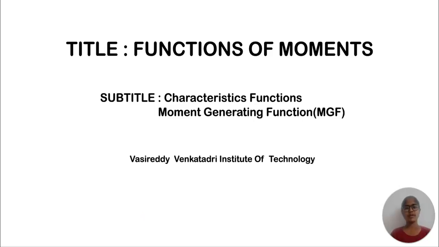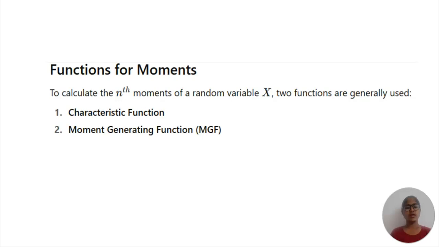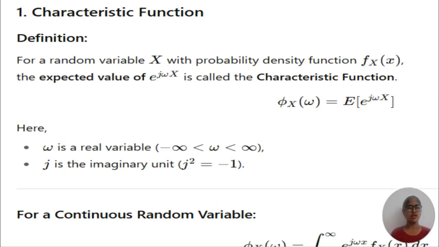In functions of moments, there are two types: characteristic functions and moment generating function. Here, moment generating function is denoted as capital MGF. Definition for function of moments. To calculate the nth moment of a random variable x, two functions are generally used: characteristic function and moment generating function.